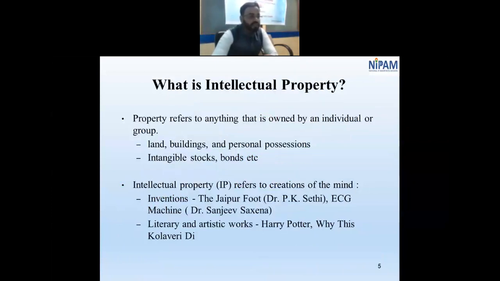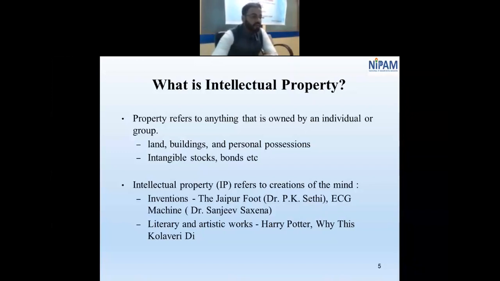So to start with, what is intellectual property? We all know physical property is something which is owned by an individual or a group of individuals. So you might be possessing land, a building, or your personal belongings, some expensive smartwatch, or your jewelry. All these are part of your physical property. Physical property can also be intangible, for example, stocks, bonds, etc.